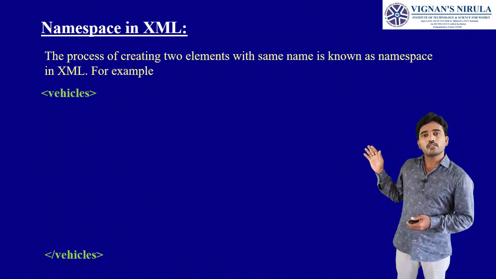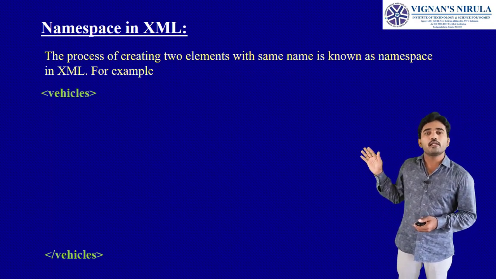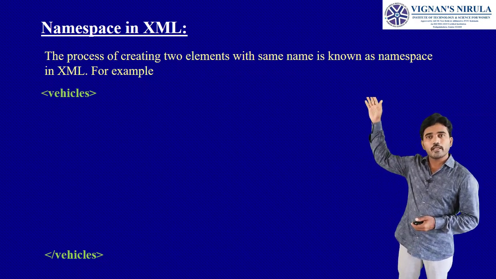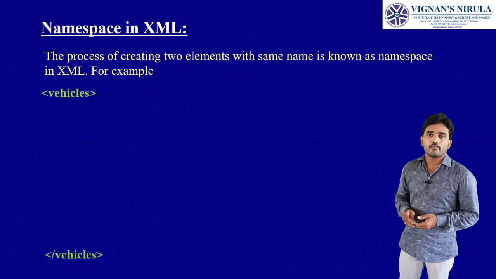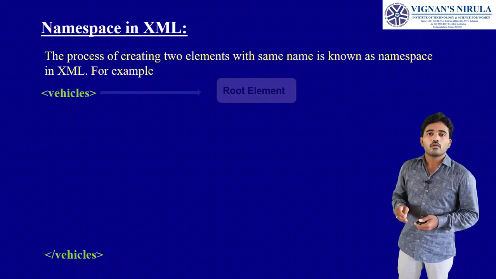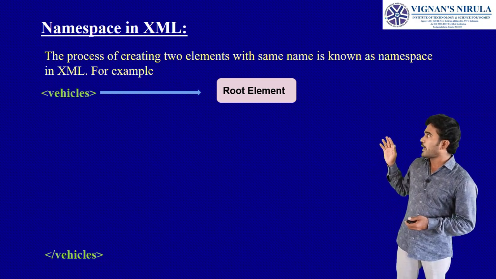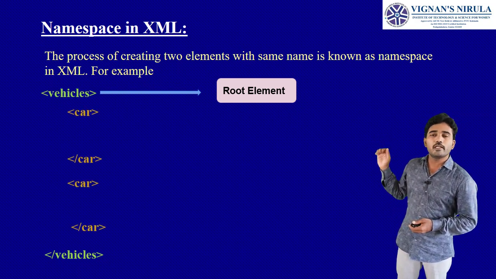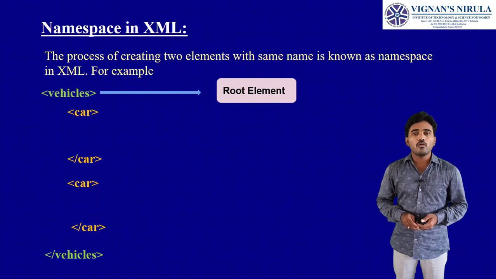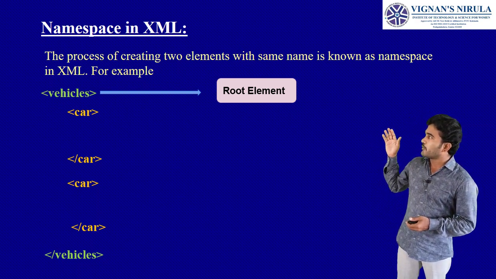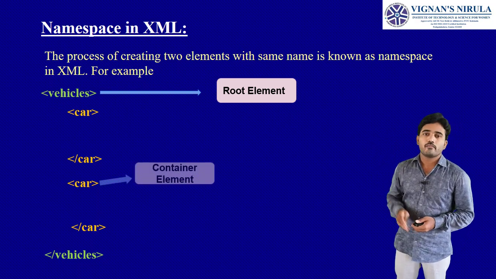So coming to the example now. Here I have used a major tag which is the root element, vehicles. This vehicles element has its starting tag as well as its ending tag. Understood? Now in these vehicles I am using a car element. As I already told you, vehicles is the root element here. I am defining the car element twice here.